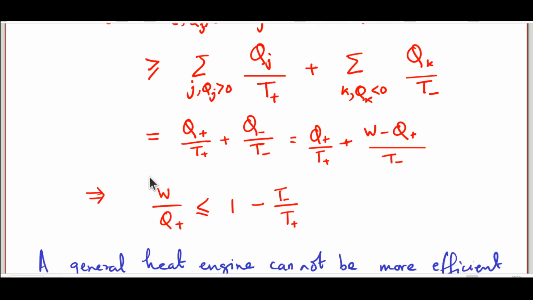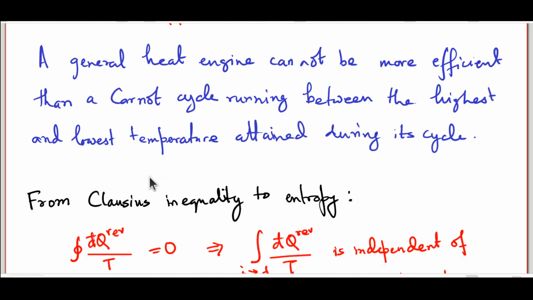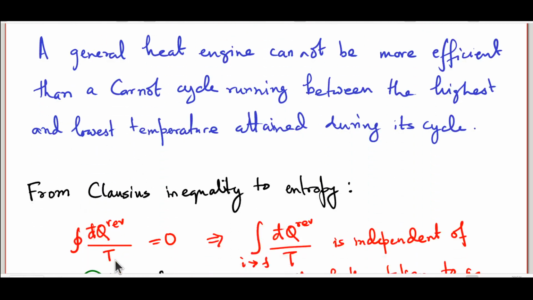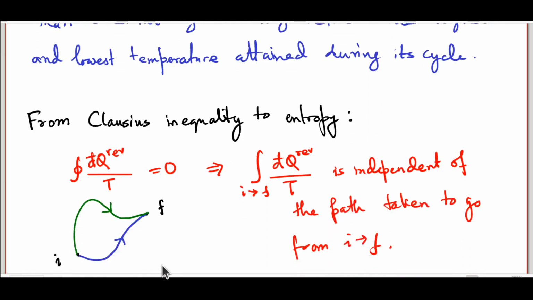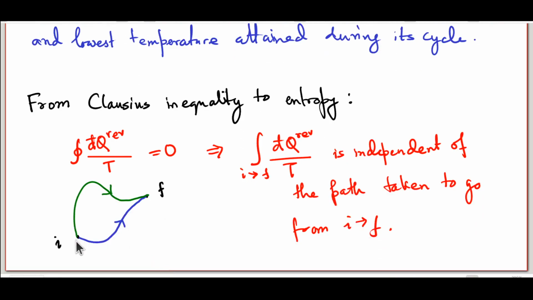But notice that the Clausius inequality, especially for reversible cycles, tells us that in a closed loop, an integral of d cross q reversible over T gives you 0. And that immediately tells us something: if you were to integrate d cross q reversible by T from I to f, where I is some equilibrium state of the system and f is some final equilibrium state of the system, then this integral is independent of the path taken to go from I to f. The reason behind that is simple.